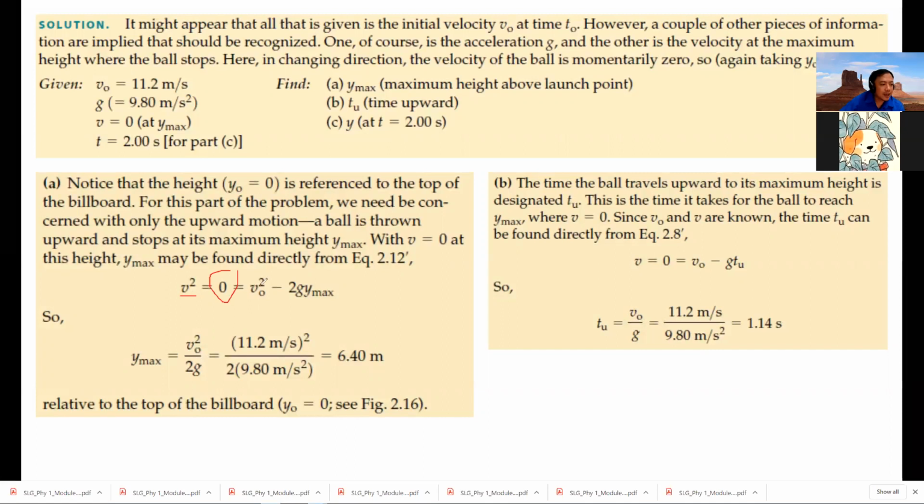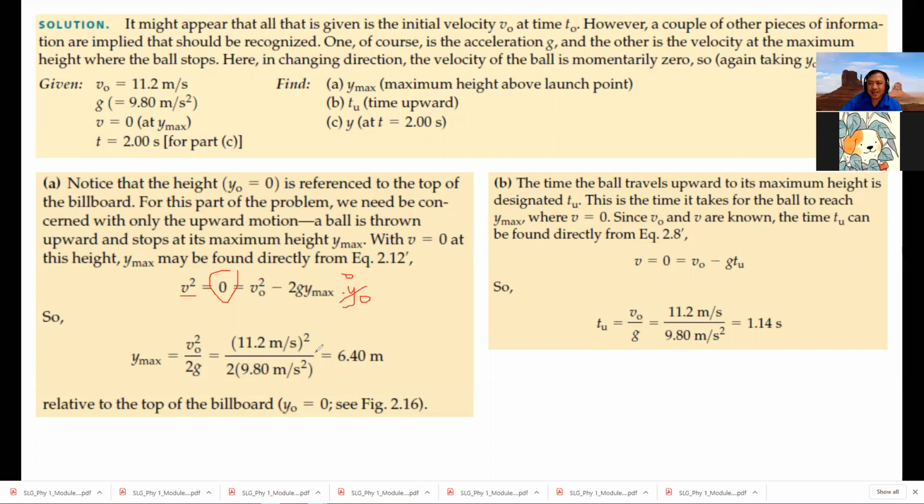And what remains is v naught squared minus 2g y max. There is no y naught here, it would be minus y naught in parentheses, but this is 0. So there, you can solve for y max. Because v squared is 0 here, you solve for y max and it's equal to v naught squared over 2g. Okay? Just algebra. It's chicken feed. It's just algebra. 11.2 meters per second squared divided by 2 times 9.80 meters per second squared.